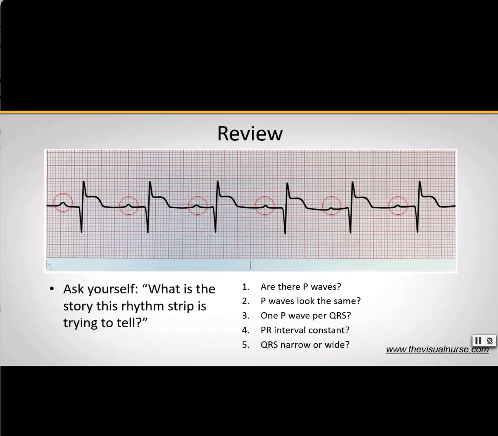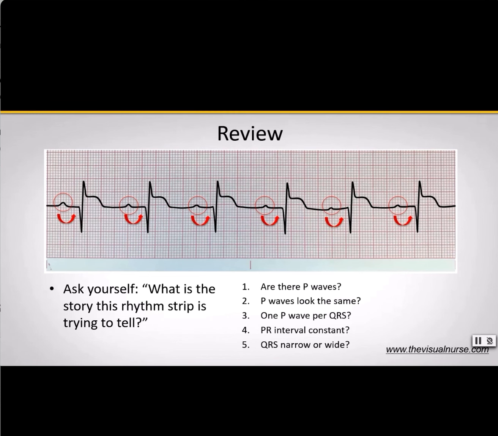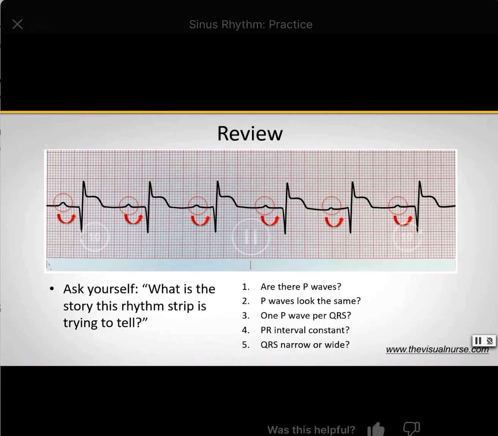Is there one P wave for every QRS? The answer is yes. There are 6 P waves and there are 6 QRS complexes. What's the relationship between these P waves and the QRS complex? When I ask this question, what we're referring to is what is the PR interval, okay? The PR interval is constant for each one of these P waves and their respective QRS complexes, okay? So the PR interval is constant.